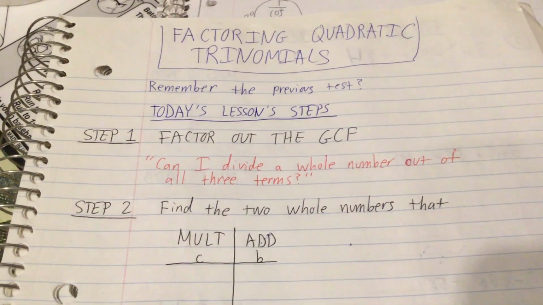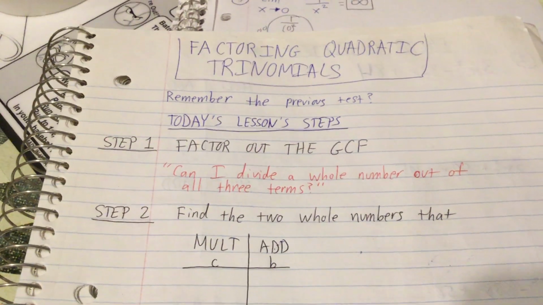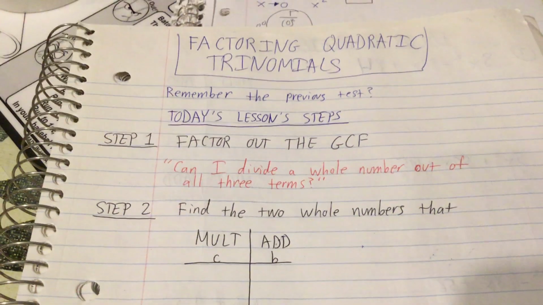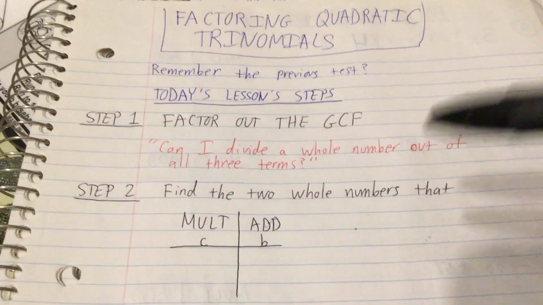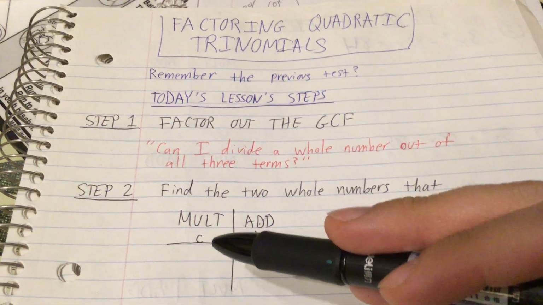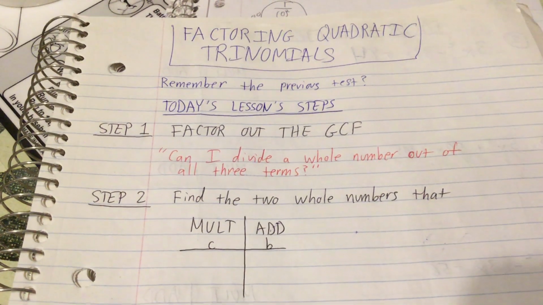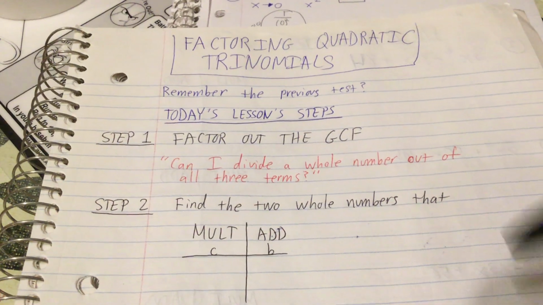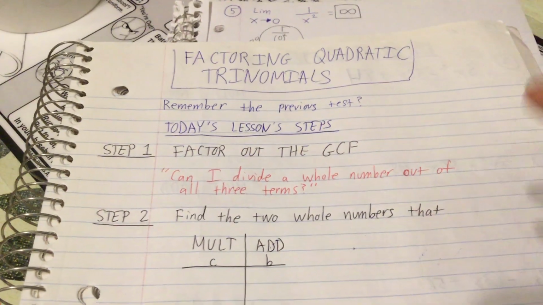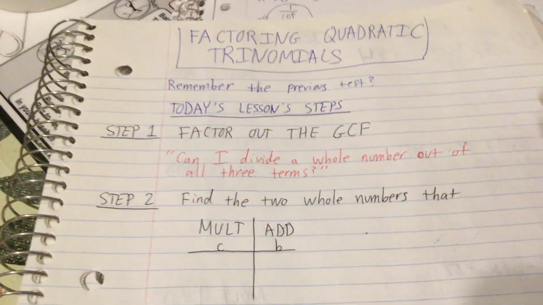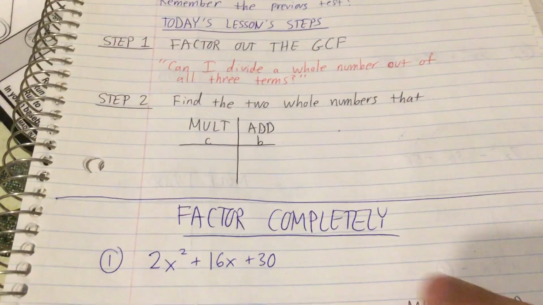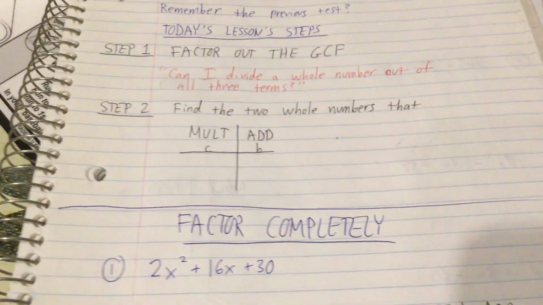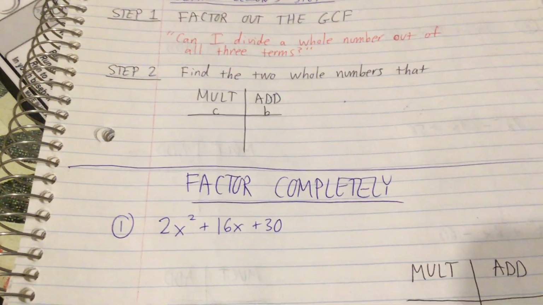You should be asking yourself, can I divide a whole number from all the terms in the polynomial? And then when you're done with that, can I break it up even more by figuring out what multiplies to C and adds to B? Okay, so step one, factor out the GCF. Hint, it's always going to be the number in front of x squared. Okay, just to let you know, for this unit, I'm not here to trick you. So step one, factor out the GCF. Step two, can I find the whole numbers that multiply to C and add to B?